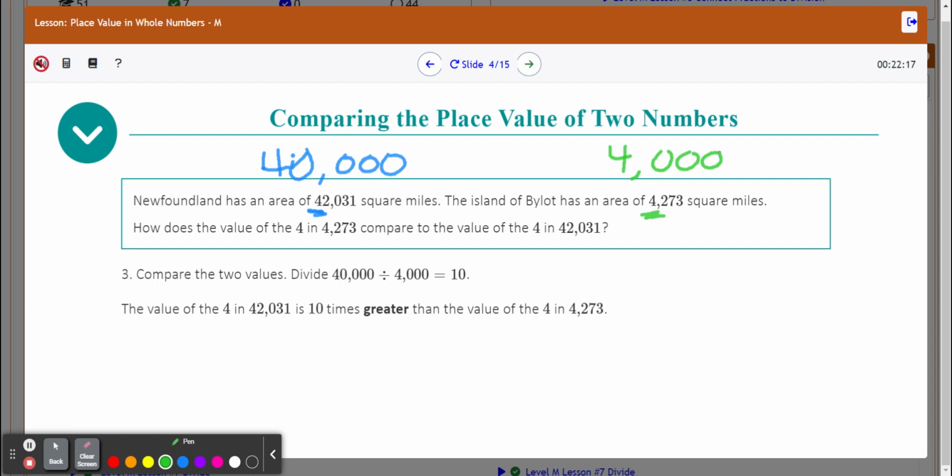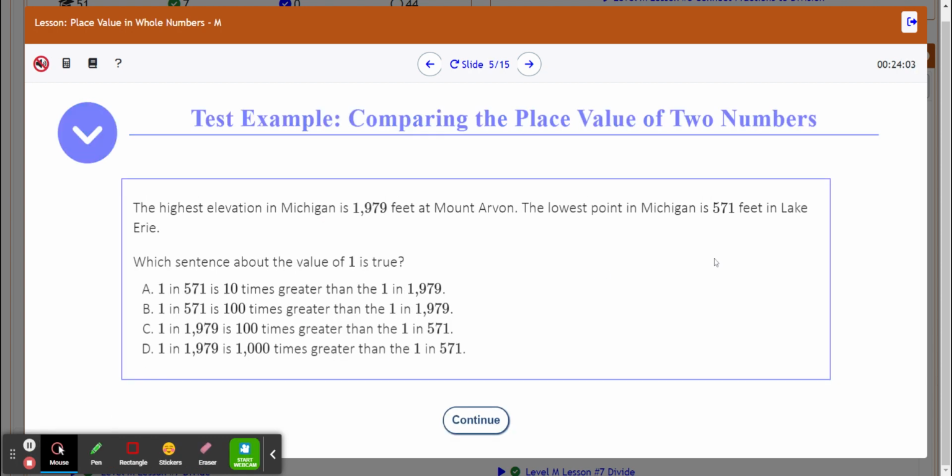So how do they compare? Well, you could either say that 40,000 is 10 times greater than 4,000, or 4,000 is 1/10 the value of 40,000. Again, they're the same thing. It just depends on how you're looking at it or how the question is phrased. Let's look at one more example.